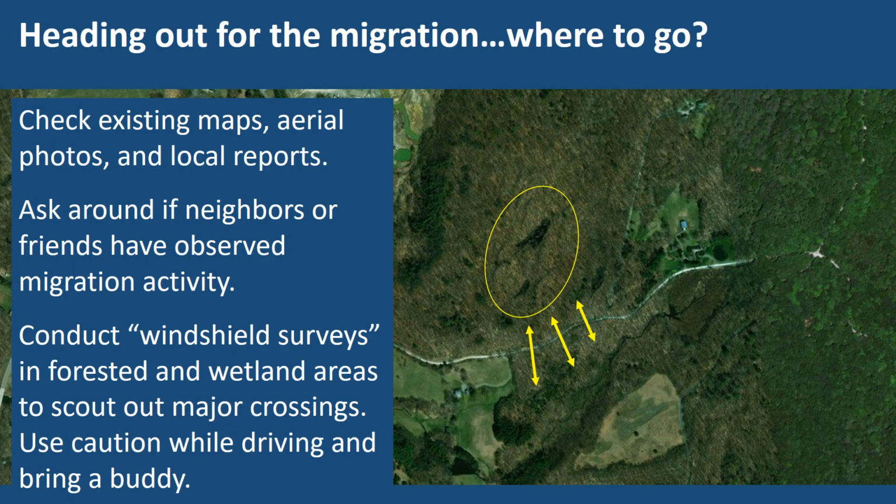And again, I talked about this in the last presentation, but along with checking air photos and existing reports, it's worth just asking around if you have any neighbors, friends, or colleagues who potentially have observed migration activity in the past. I find that people often share stories about where they've seen high concentrations of frogs and salamanders on the road, and that might help you figure out a place to go. And as I mentioned, if you have done some homework, it might give you an idea of where to go, and then you could bring a friend and drive slowly and survey through the windshield for amphibians on the road. And all of this is also described in the volunteer handbook.